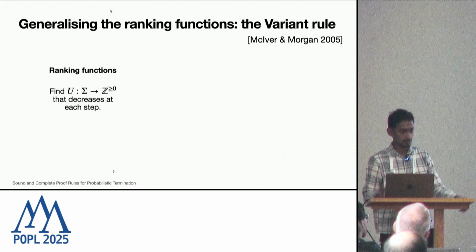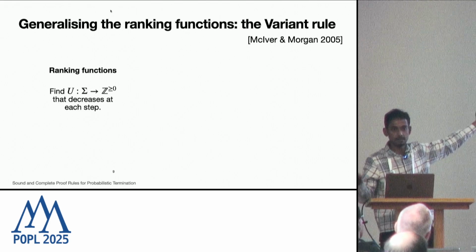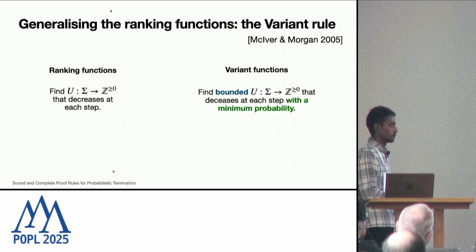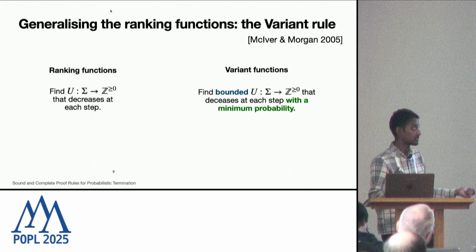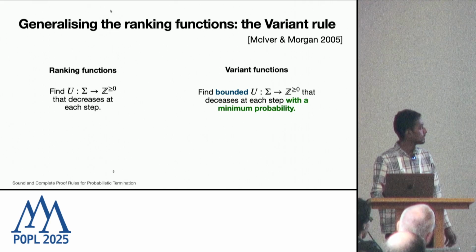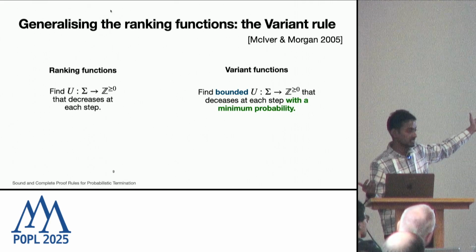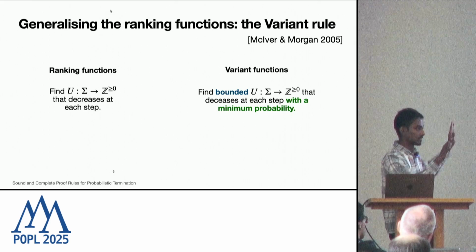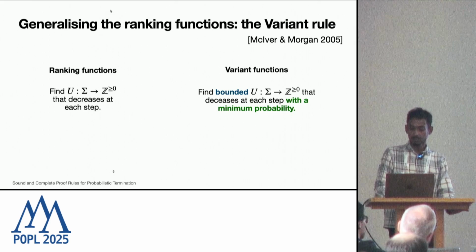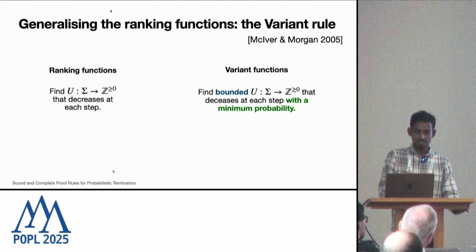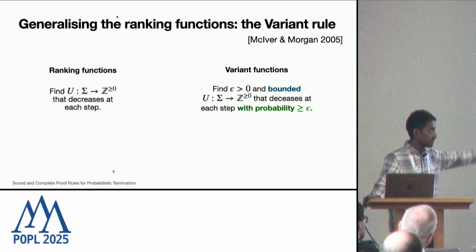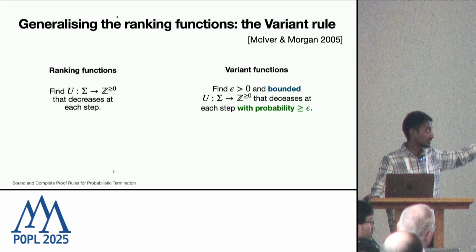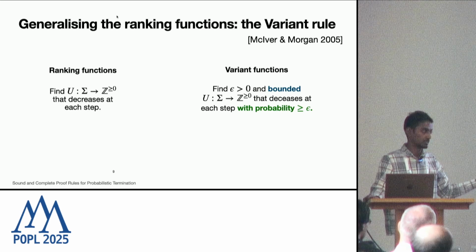How does that work? Well, you take the ranking functions, they must decrease at each execution step. The variant functions must also decrease at each execution step with a minimum probability amount. And because it must decrease at each execution step with just a minimum probability, there is a probability with which it can increase. So let's just bound the variant rule to make it sound. All right? Let me be a bit more precise. In addition to finding the function itself, u, you also have to find an epsilon so that u will decrease with probability at least epsilon at each execution step.